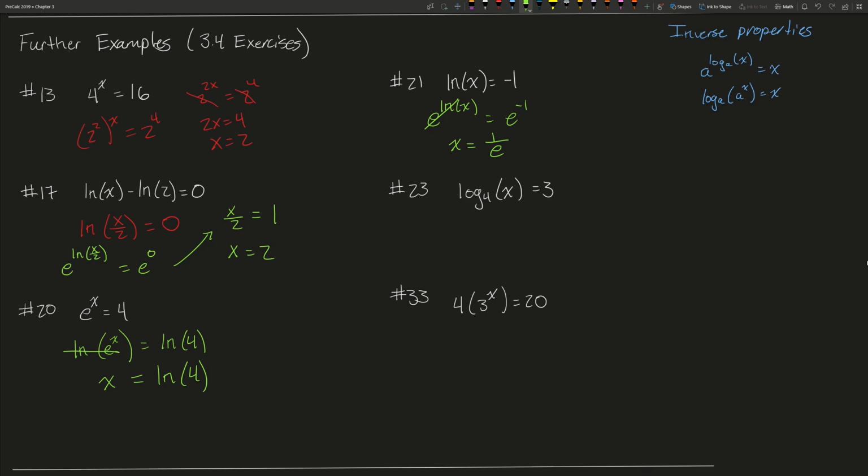Number 23, log base 4 of x is equal to 3. In order to get rid of the log base 4, we need to take everything as an exponent of 4. So when we do that, we get 4 to the power of log base 4 of x is equal to 4 cubed. This 4 and the log base 4 cancel, so you're just left with x. So x will be 4 cubed, which is 64.